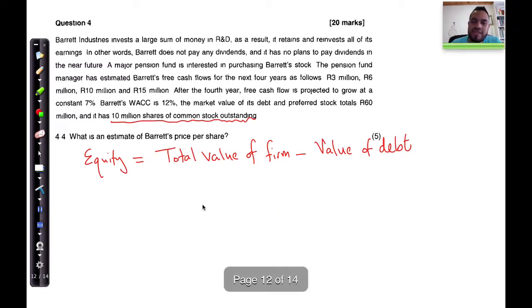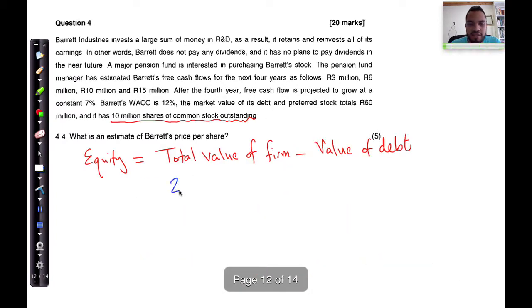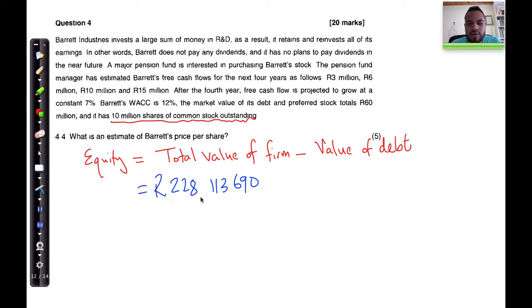In this case over here, let's look at the total value of the firm today. It is 228,113,690. These are in rands once again. 228 million minus the value of the debt, and that was given to us here. It is 60 million rands in terms of its debt.